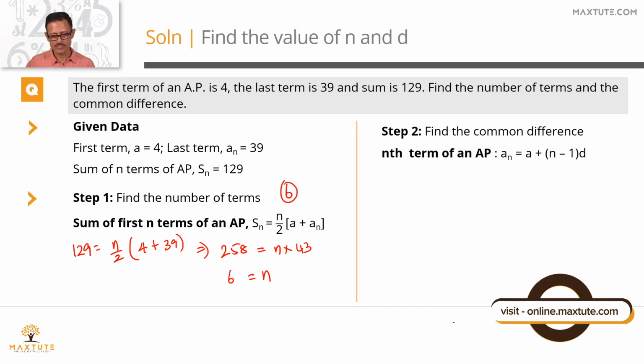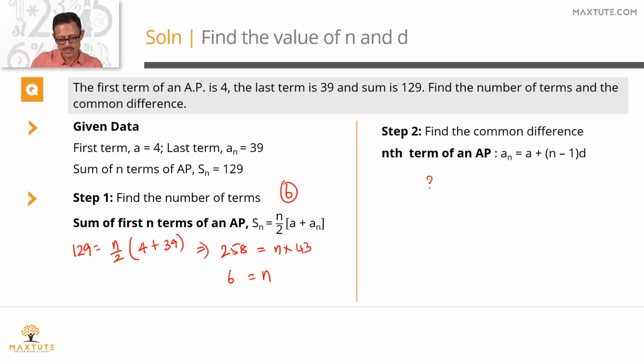Subsequently, let's find out the common difference. We know the nth term, the last term is 39. This is equal to, the first term is 4.